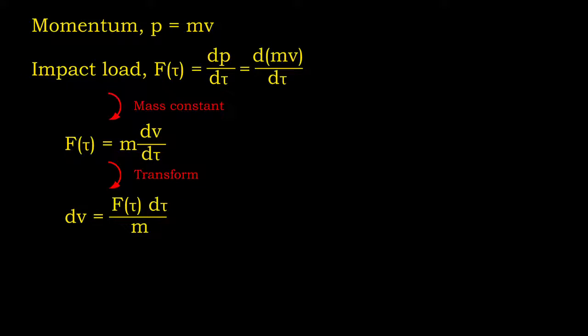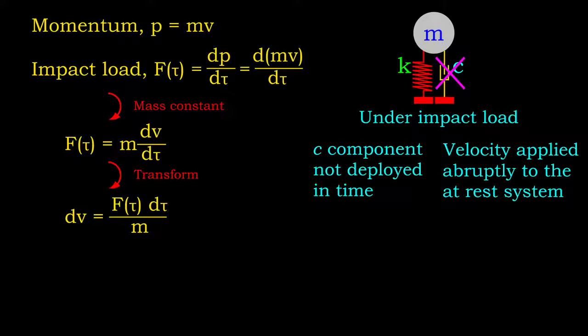Impulse can be calculated by determining the rate of change of momentum of an object. If the mass of the object remains constant, then it can be expressed as a product of mass and the rate of change of velocity. The change in velocity is then determined by transforming the equation. Assuming we have an undamped SDOF system.